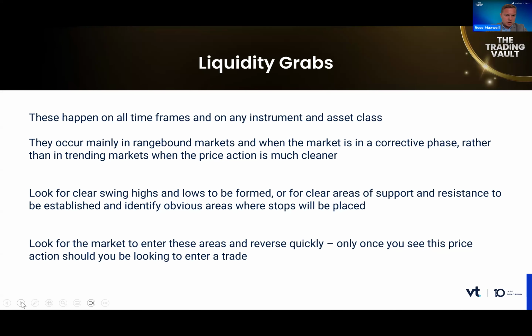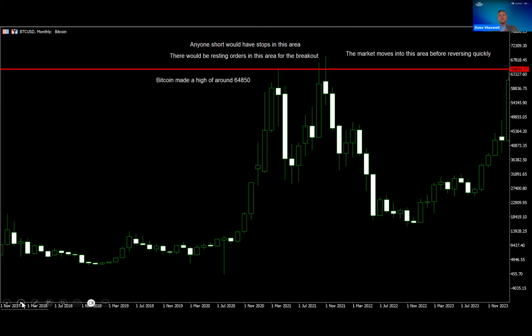Okay, so I'm just going to show you what this looks like. As I say, this happens on all time frames, all asset classes. I trade this on sort of 1 hour charts, Forex, indices, oil, gold, but it's a market function that happens across all markets. And one of the ones that I really like to use is this. This is a monthly Bitcoin chart. And I always use this example to show liquidity grabs because I think it illustrates it really well.